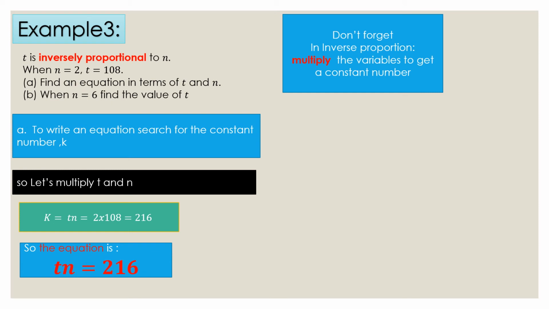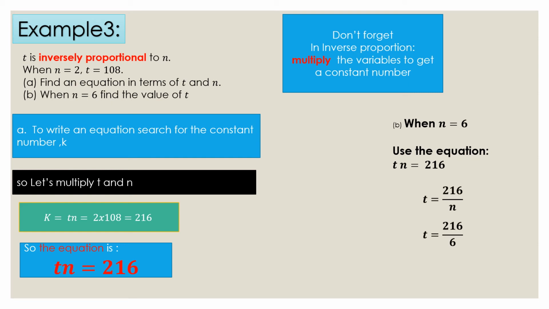When n is equal to 6, find the value of t. As we took before, when we say find the value of t, it means t is the subject. So t is equal to 216 over n. Then let's substitute it. Instead of n, put 6, and the final answer is 36.